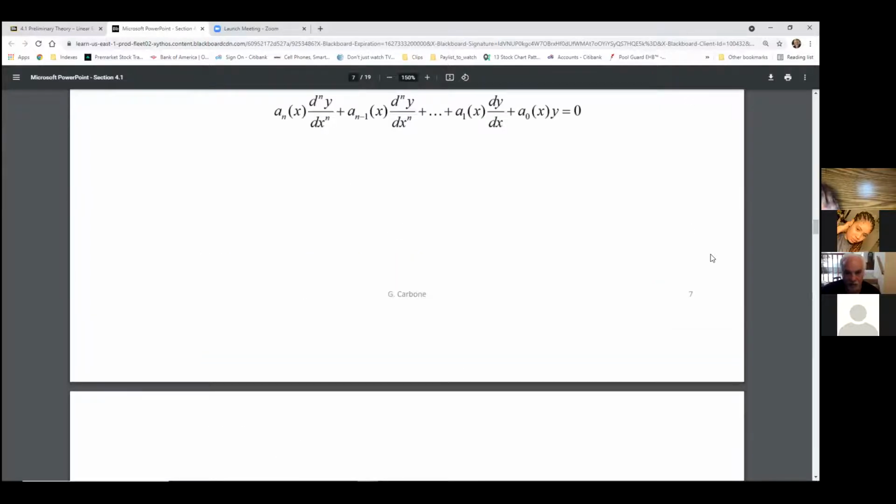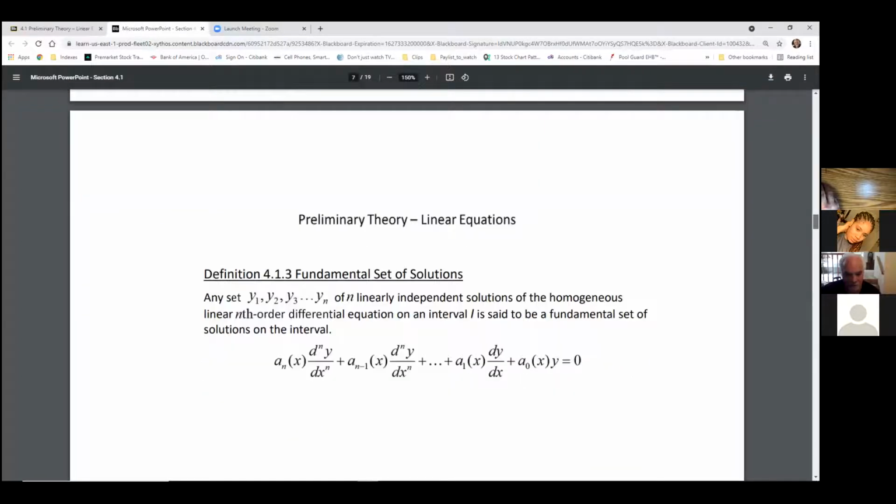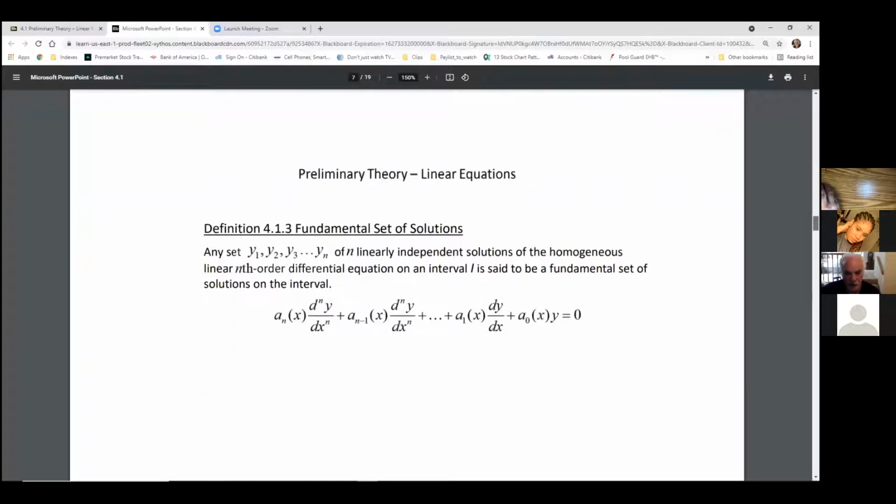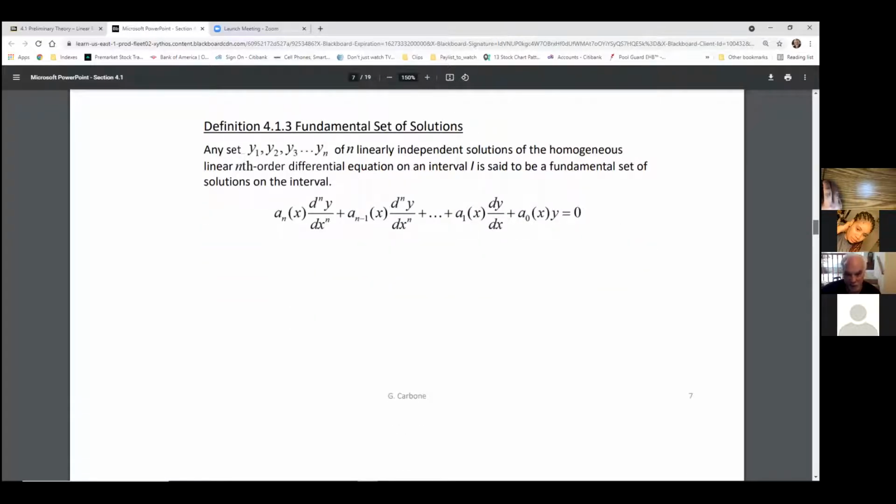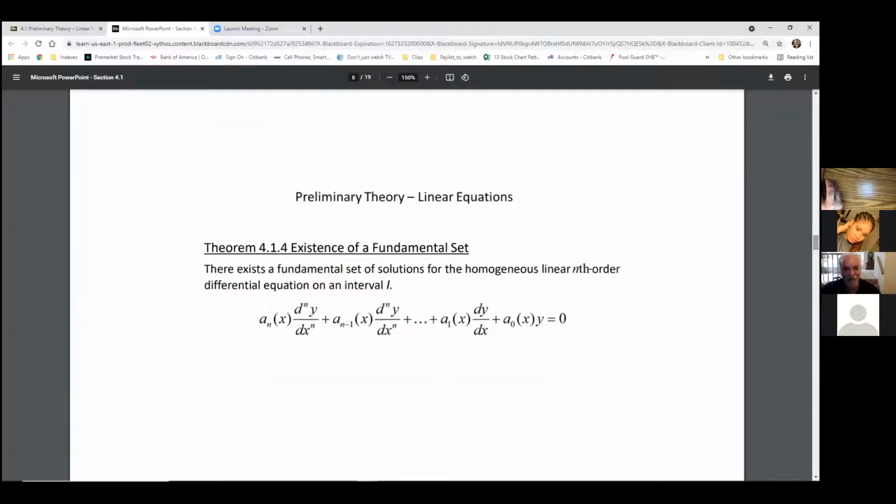All right. So this is just telling us what I just did. We call this a fundamental set. In other words, the y1, y2, y3 of the n linear independent solutions of the homogeneous nth order differential equation on interval I is said to be the fundamental set of the solutions. Each one of these is linear independent, but any linear combination is also a solution. They're linear independent, but linear combinations give you a solution, okay?